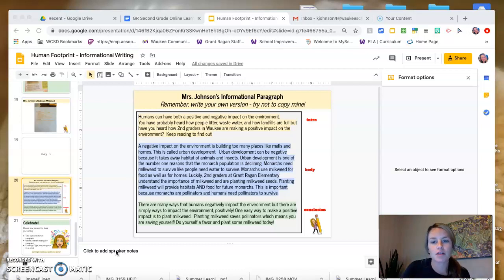Remember, informational paragraphs have three parts. They have an introduction to catch a reader's attention. They have the body that tells about the introduction and states facts, and then a conclusion where we wrap up all the information and remind them about everything awesome that they read.